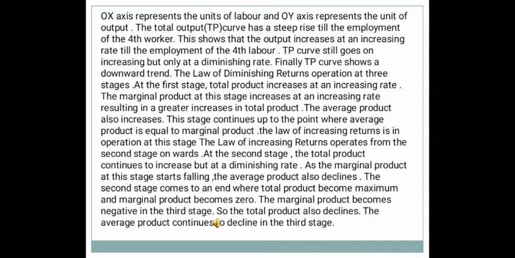In the second stage, the total product continues to increase but at a diminishing rate. As the marginal product at this stage starts falling, the average product also declines. The second stage comes to an end where total product becomes maximum and marginal product becomes zero. The marginal product becomes negative in the third stage, so the total product also declines. The average product continues to decline in the third stage.